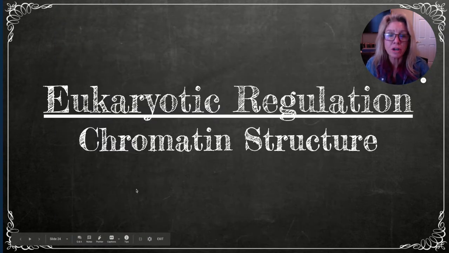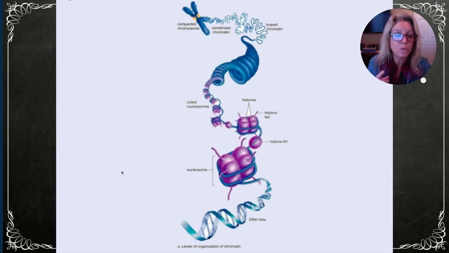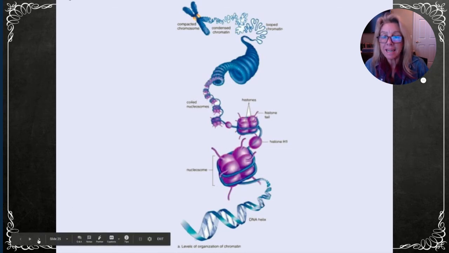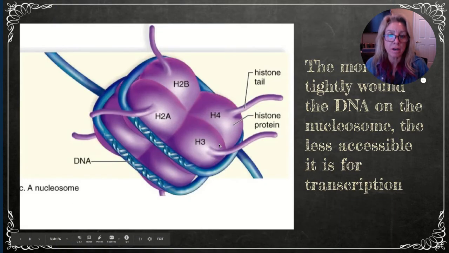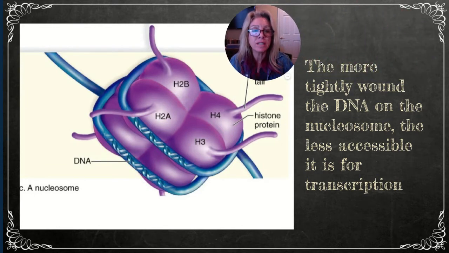All right, so we are going to start with the chromatin structure, level 1, and this has to do with just the DNA. So remember, your DNA is wound. Remember, you have histone and non-histone proteins. Histone proteins are pretty generic, right? And not a lot of variety in those. 8 of them come together to form a nucleosome, and the DNA is wound on the nucleosome. So the more tightly it is wound on that nucleosome, the less accessible it is for transcription.